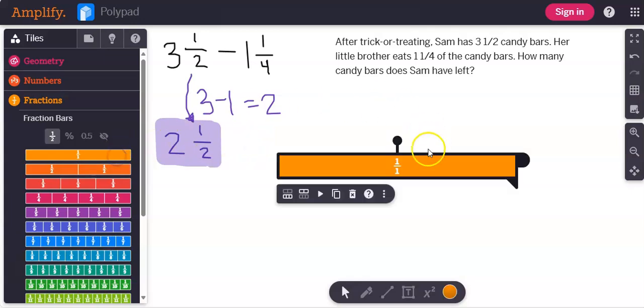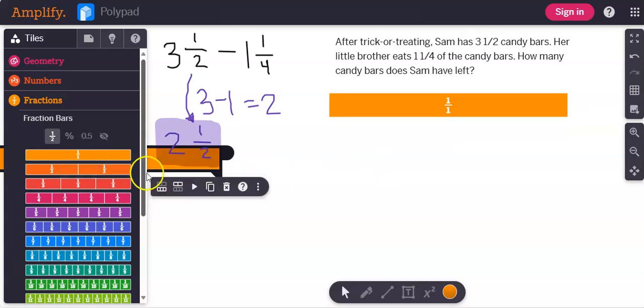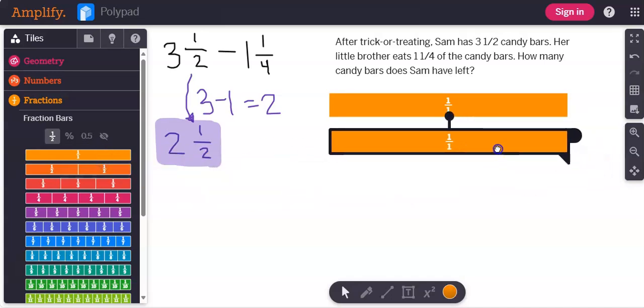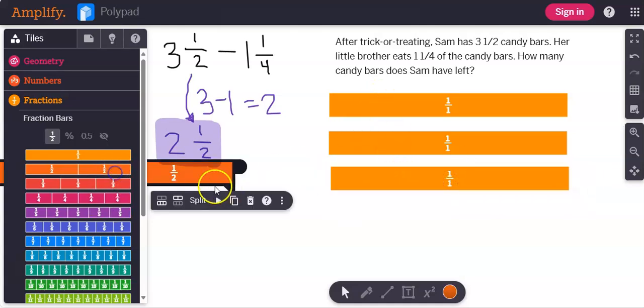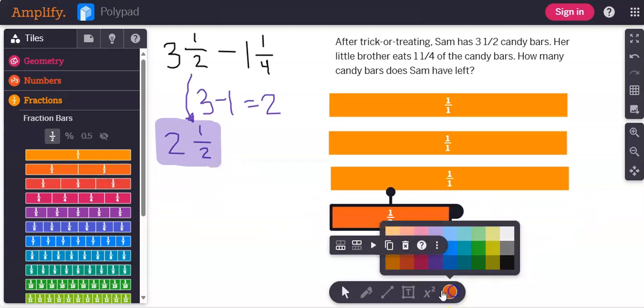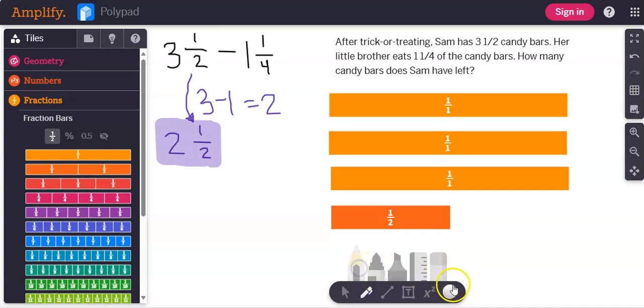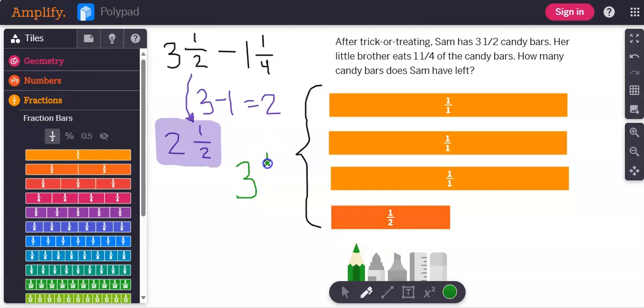So, to use the model, we want to start with our starting amount. So we're going to take these bars to represent our 3 1/2 candy bars. So we have 1, 2, 3, followed by our 1/2. And we know that this is our starting amount of 3 1/2 candy bars.